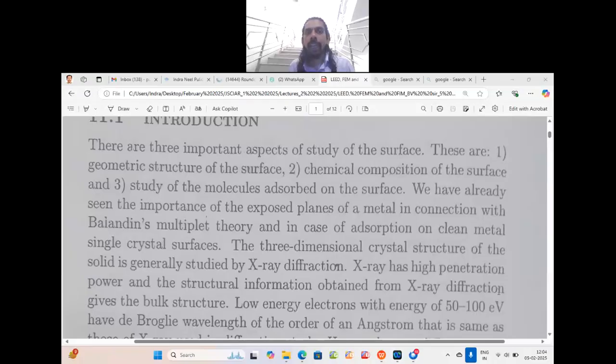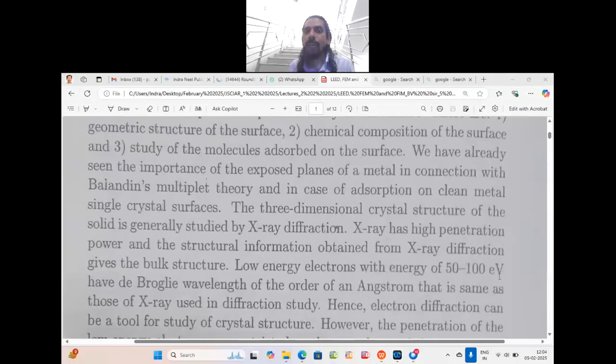Going forward, there are three important aspects of the study of surface: the geometric structure of the surface, the chemical composition of the surface, and the study of molecules adsorbed on the surface. LEED provides a vital clue on how the surface is modulated, how the surface structure is transformed when some special materials are adsorbed. For example, oxygen adsorbed on a nickel surface: how does the surface pattern of LEED look? Study of the molecules adsorbed on the surface.